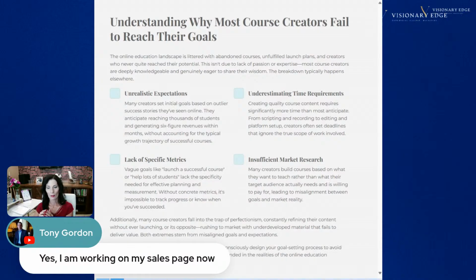And then the other problem, and why a lot of course creators fail to reach their goals, is insufficient market research. So many creators build courses based on what they want rather than what their target audience actually needs and is willing to pay for, leading to misalignment between the goals and market realities. So it's really important that you choose and test different mechanisms to validate your offer with your audience.